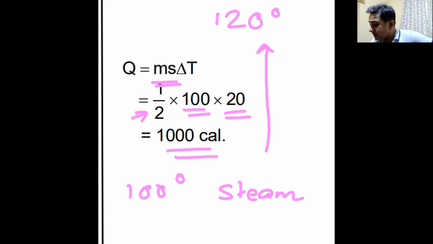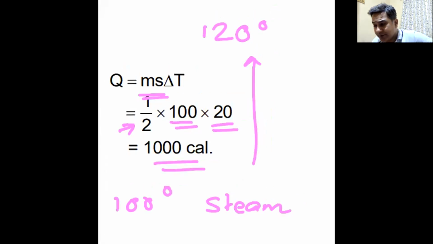Explain in shortcuts, sir. There is no shortcut here, beta. I have to go step by step. There is no shortcut. I had ice at -10 degrees Celsius. I had to convert it to ice at 0 degrees Celsius. Step number 1. Step number 2. I had ice at 0 degrees Celsius. I had to convert it into water at 0 degrees Celsius.